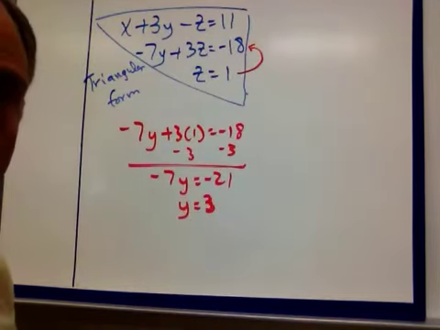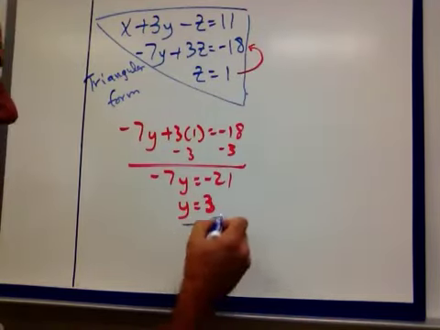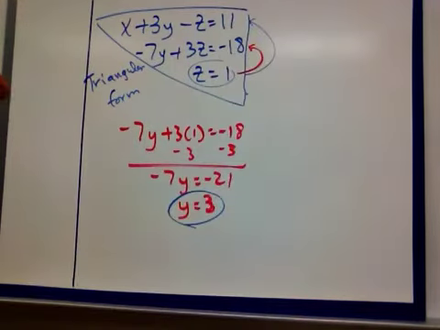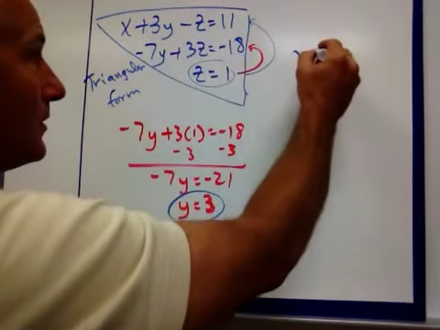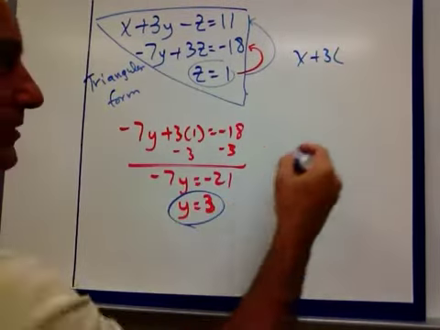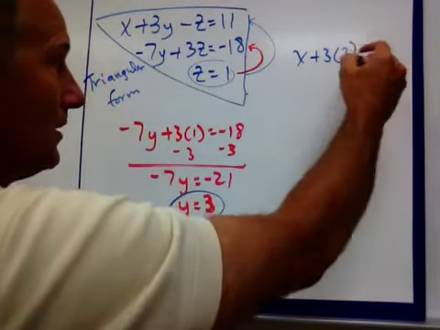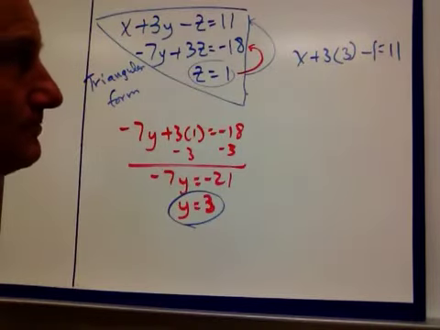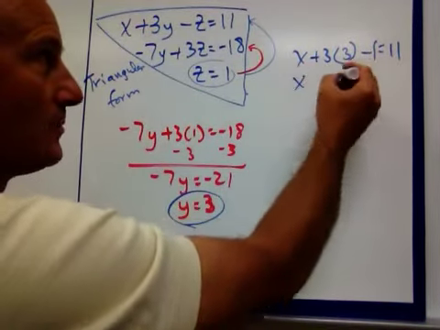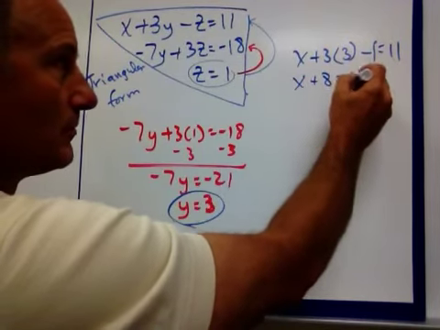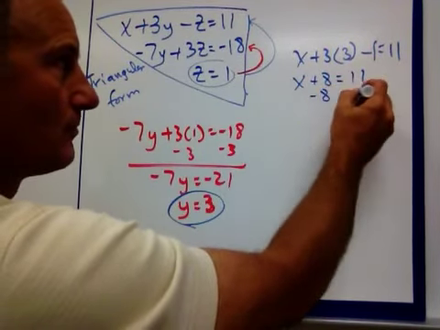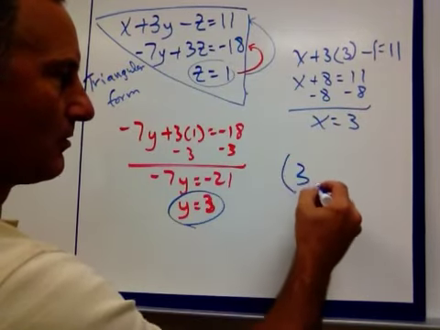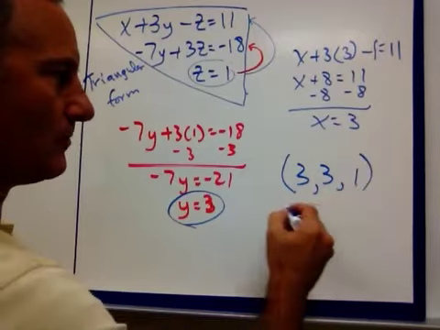Okay? I'm going to use those two, this one and this one. Now I'm going to put it into here. So I'm going to get x plus 3 times 3, that's my y, minus my z, which is 1, and that's supposed to equal 11. X, 9 minus 1 is 8. Subtract the 8 over. X is equal to 3. 3, 3, 1. There's my answer.